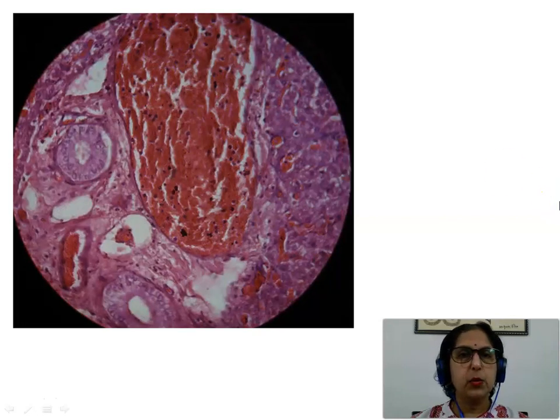We see a high power view showing us a portal triad where we see a large branch of the portal vein with an irregular lumen and a thin wall. We see a branch of the hepatic artery, with a thicker wall as compared to the vein, lined by simple squamous epithelium, and we see the interlobular duct, with a rounded lumen lined by simple cuboidal to columnar epithelium. So all three components of the portal triad are seen here: portal vein, hepatic artery and the bile duct.